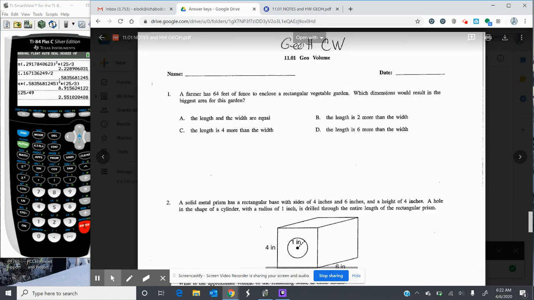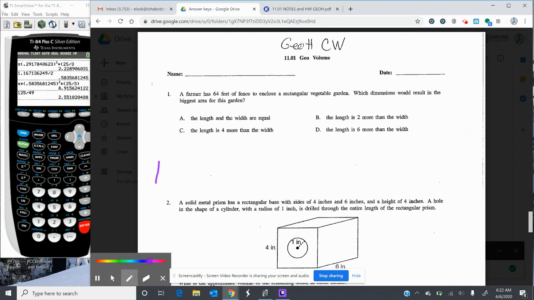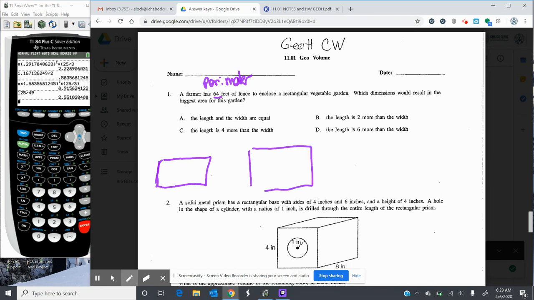Remember, a farmer has 64 feet of fence to enclose a rectangular vegetable garden. When we're talking about a rectangular vegetable garden and fencing, that's going to be your perimeter. Which dimensions would result in the biggest area of the garden? If the length and width are equal, if the length is 4 more than the width, and so on. But when we're looking at perimeter, and it's 64 feet worth of fencing, if that's a square case, and that's a really bad sketch of a square, the length and width would be equal.